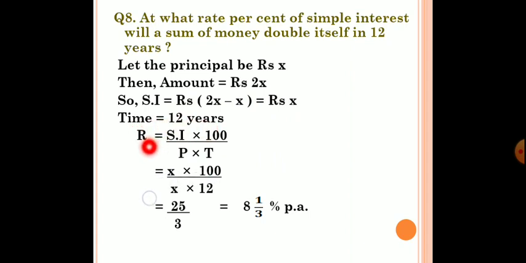Therefore, rate of interest is equal to simple interest into 100 divided by P into T. My simple interest is x into 100, divided by my principal, which is also x, into time, which is 12. So x and x will get cancelled. So we have 100 by 12. If I divide this by 4, in the numerator I'll have 25 and in the denominator I'll have 3. That is 25 by 3%, or it can be written as the mixed fraction 8 1/3%.